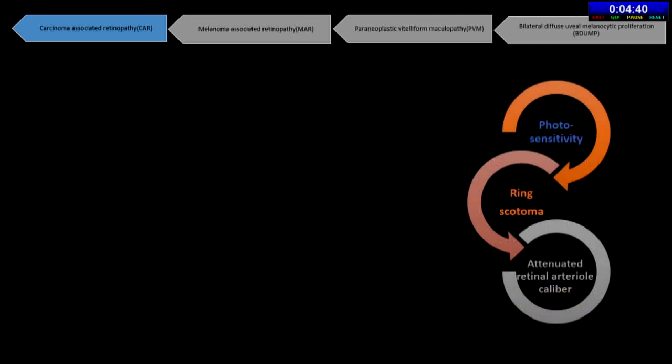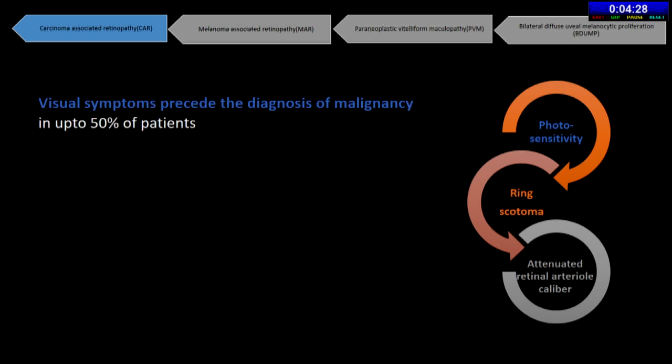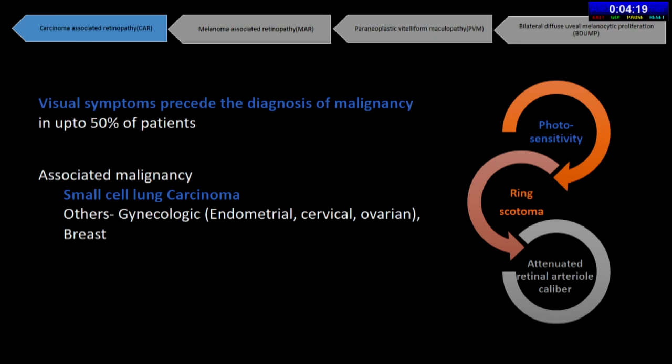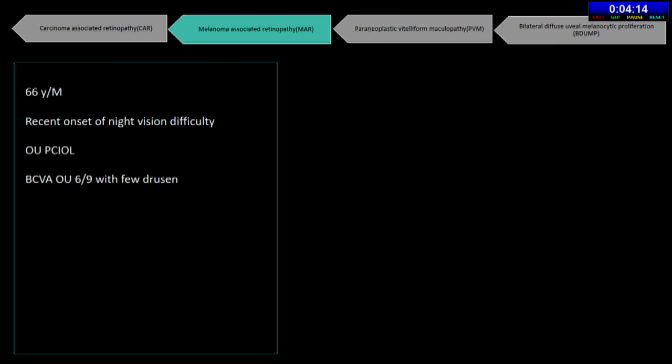So the take-home point for carcinoma-associated retinopathy is, if a patient comes with recent onset of photosensitivity, ring scotoma, and has arteriolar attenuation or any of these features, look for an underlying pathology, because visual symptoms precede the diagnosis of malignancy in up to 50% of patients, and the associated malignancies can be small cell carcinoma or any of the gynecological cancers.